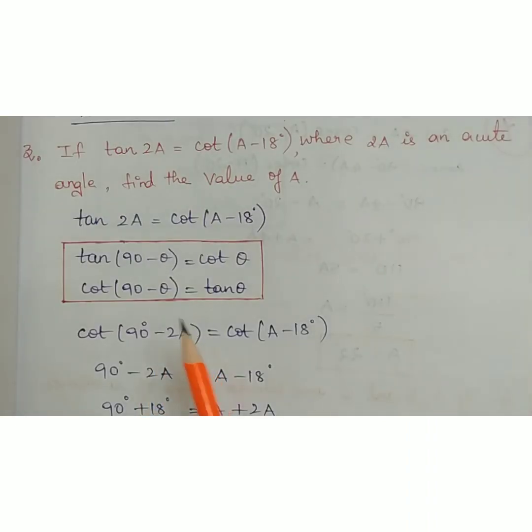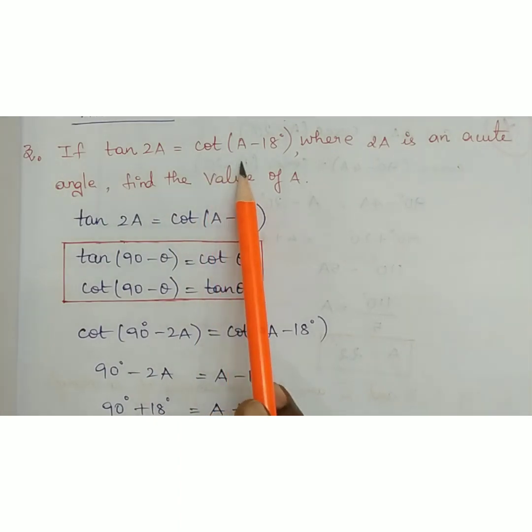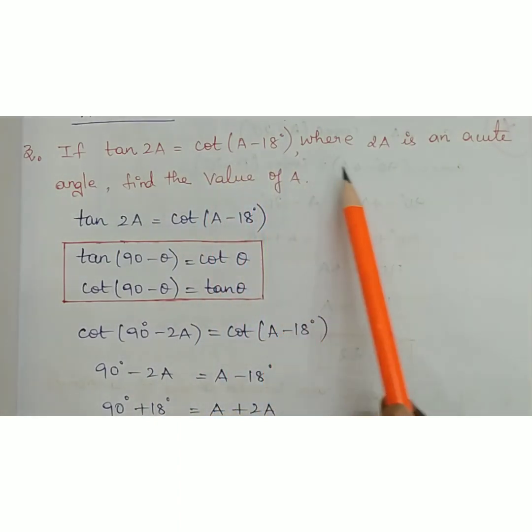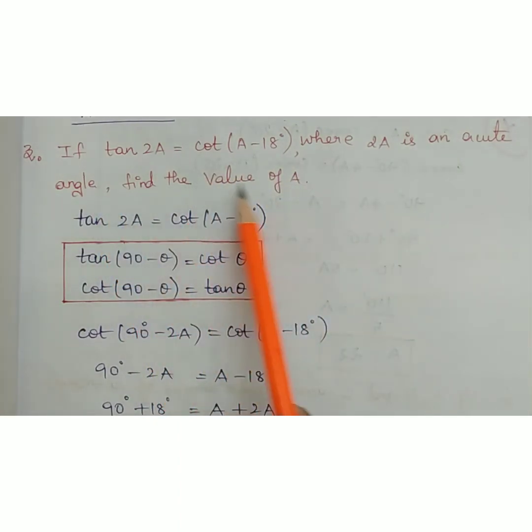Third sum. If tan 2a is equal to cot of a minus 18, where 2a is an acute angle, find the value of a. So given is tan 2a is equal to cot of a minus 18. So tan of 90 minus theta is cot theta and cot of 90 minus theta is tan theta. Here I am changing this tan to cot. So tan of 90 minus theta. So here theta is 2a.